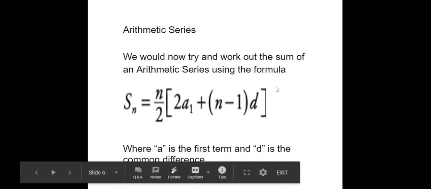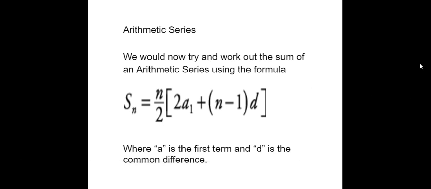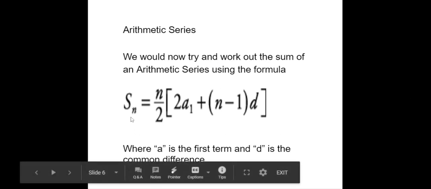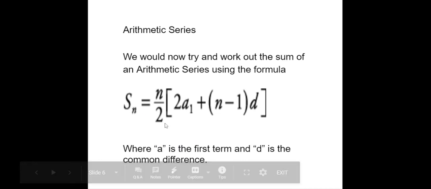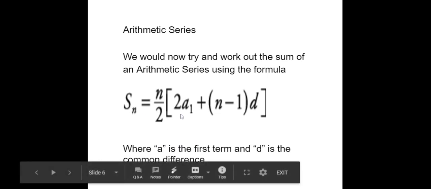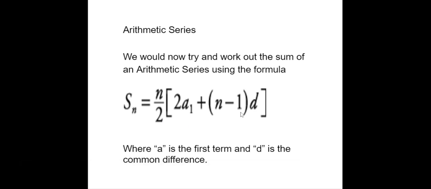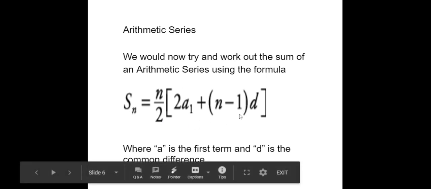What I would like to concentrate on today is finding the sum of an arithmetic series using this formula. Sn equals n over 2, bracket 2a, where a is the first term, plus bracket (n minus 1) close bracket d. Again, a is the first term and d is the common difference. You can use a calculator, and I would highly recommend that you use a calculator in order to evaluate the answers for these kinds of questions.